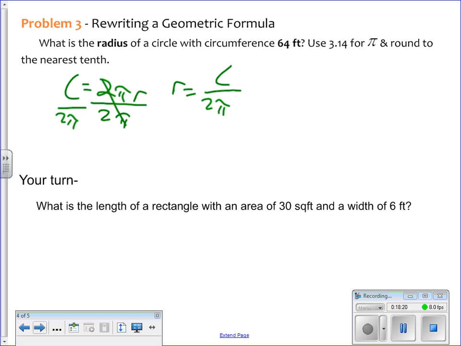Plug in. What's my circumference? 64. And what does it say to use for pi? 3.14. So my radius is equal to 64 divided by 2 times 3.14. And what do you do? You pull out a calculator and do it on your calculator. So I'm not even doing that one in my head.